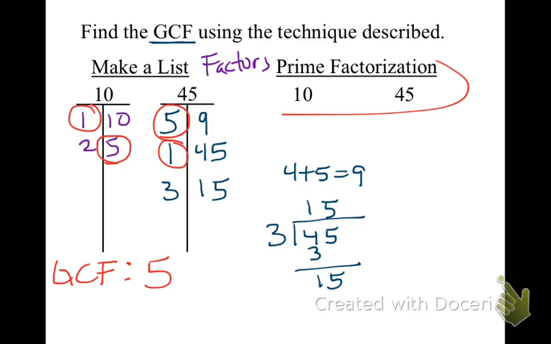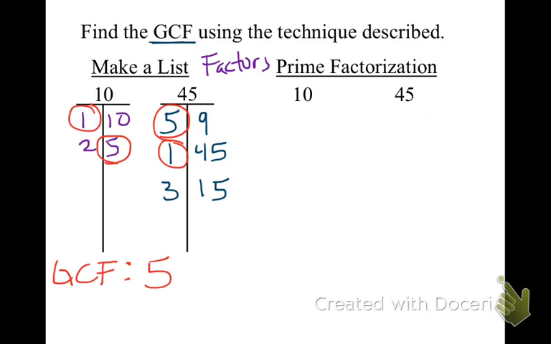Now let's test it out with prime factorization and see if this is correct or not. So looking at prime factorization, let's look at 10. The first thing I can think of is just 2 and 5. 2 and 5 are prime factors, so I'm going to go ahead and circle those.